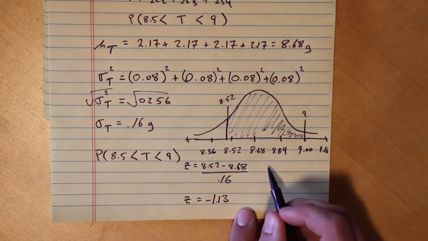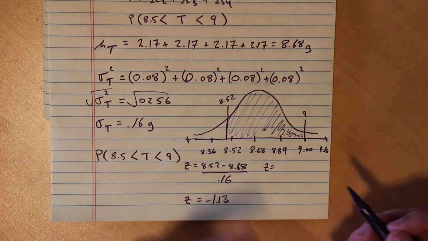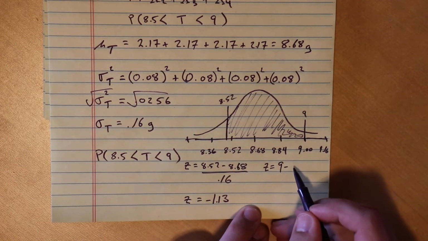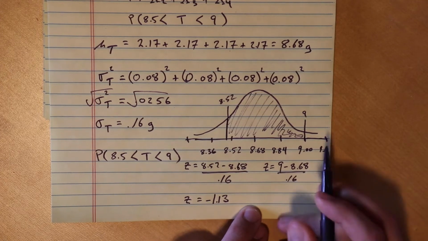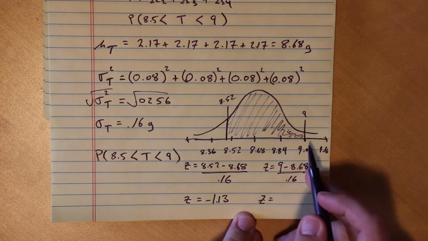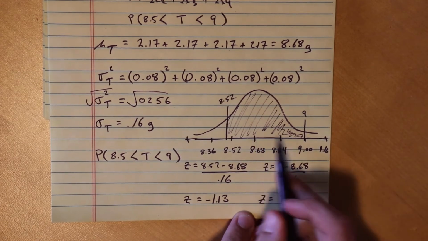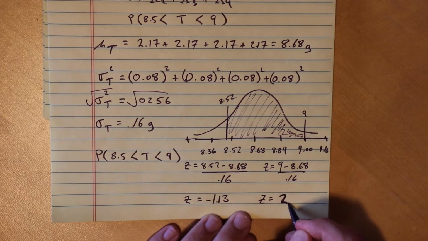We'll do the other z-score calculation for 9. You could do it, which would be really nice. I don't even have to do this in my calculator. I can clearly see on my distribution that it must be 2. It's 1, 2. A z-score is the number of standard deviations away from the mean.